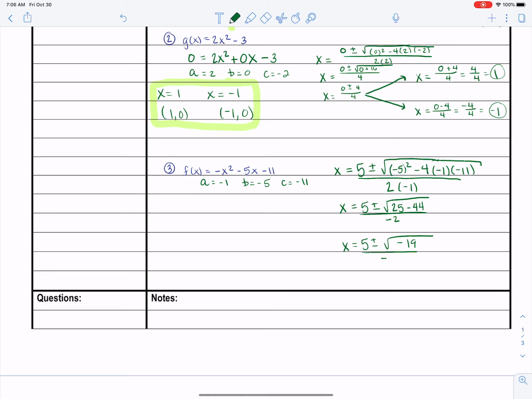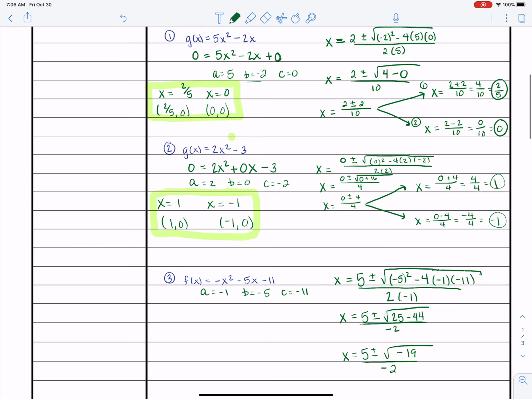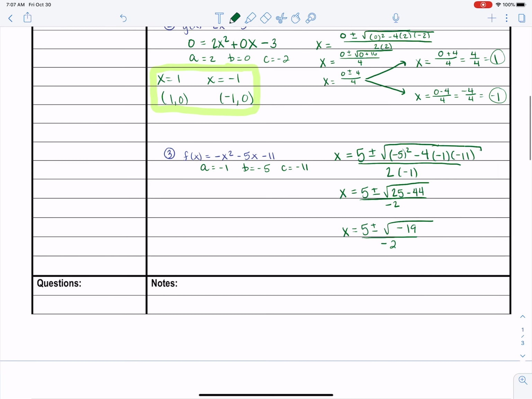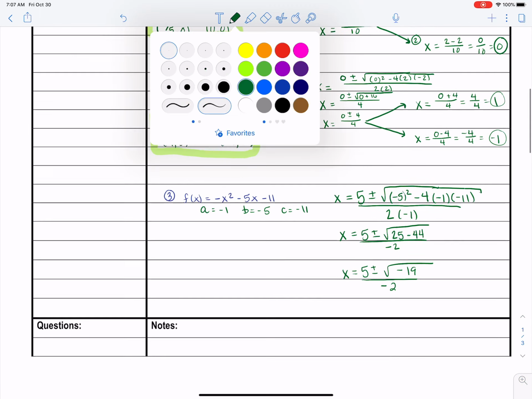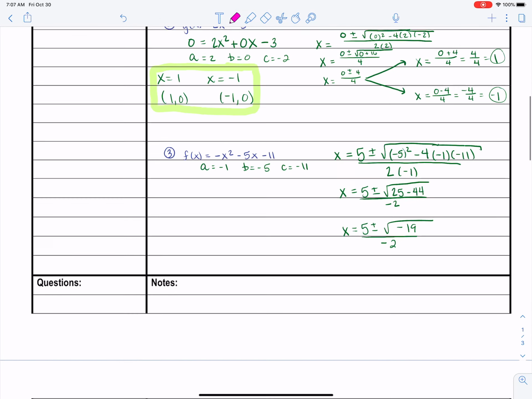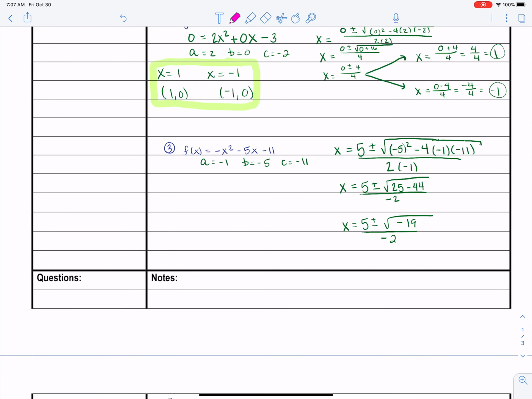All over negative 2. Okay, at this point, all of the square roots we've had before have been perfect squares. Square root 16 is 4. Square root 4 is 2. Square root 19 is not perfect. It doesn't have a perfect square in it, and we can't split it up. But we can split up the square root of negative 19. So at this point, I would go off to the side and simplify your square root.